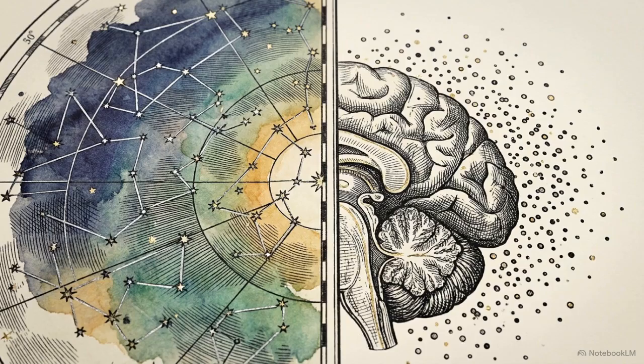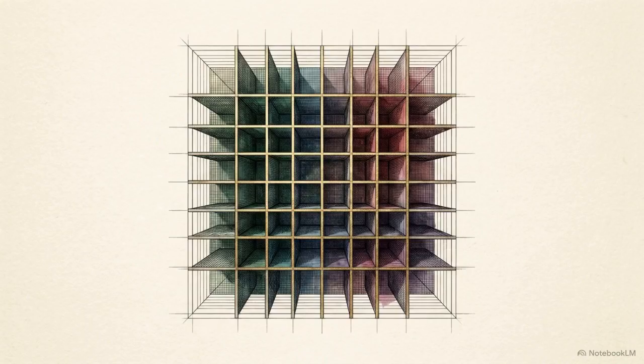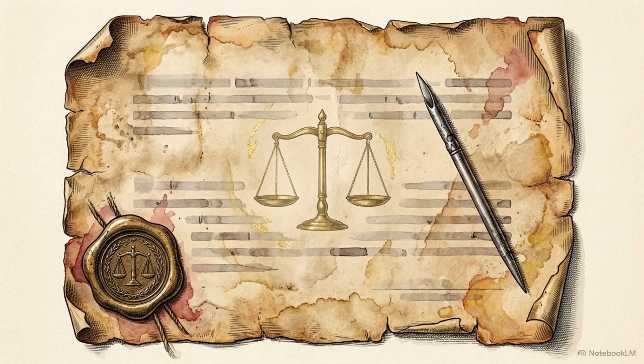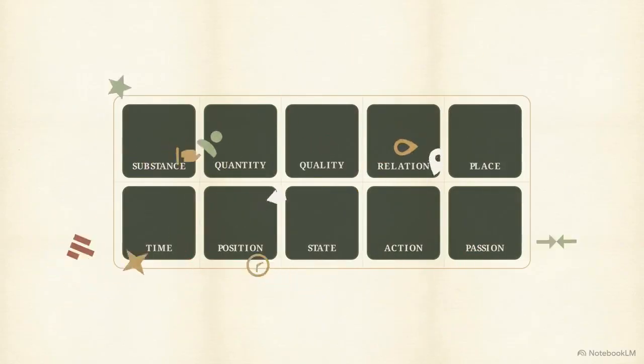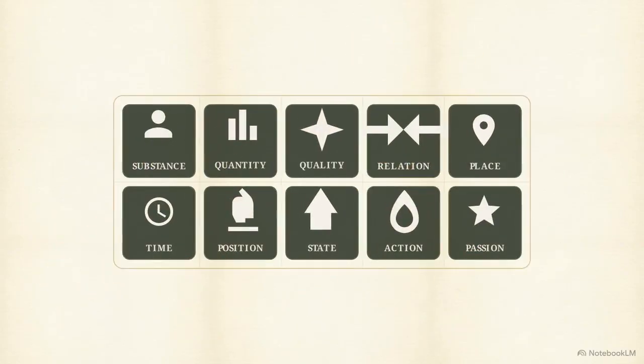Is that link a physical fact of the universe, or a mental habit our brains use to make sense of the noise? Philosophers call these invisible organizational tools categories. The term comes from the Greek kategoria, an ancient legal word for a charge or accusation. In philosophy, it defines the most basic concepts through which we describe everything that exists.